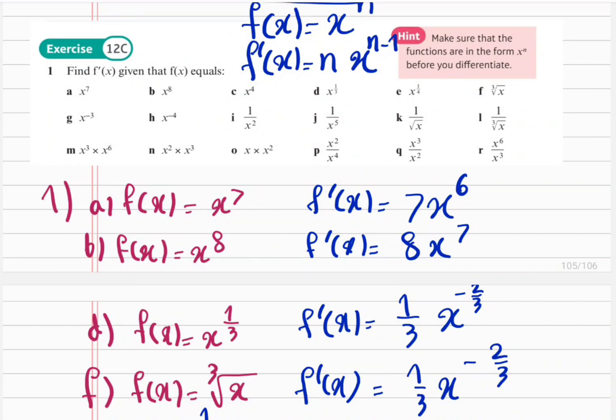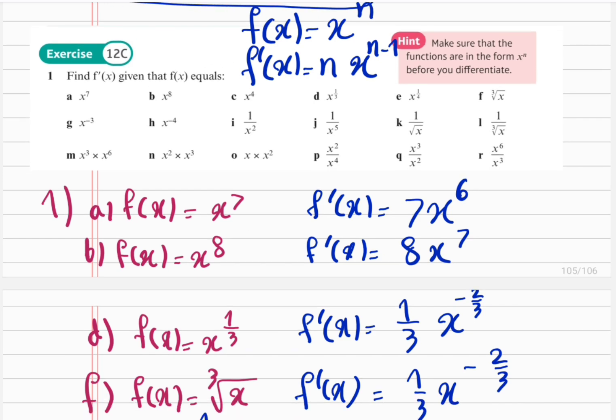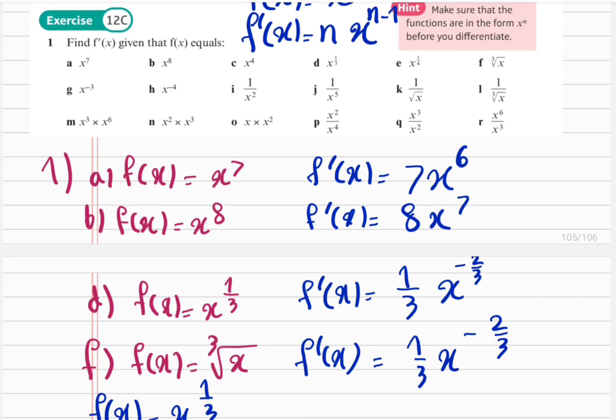Hi everyone, this video is on exercise 12C, question 1. So in the previous video, I showed how we can differentiate questions A, B, D, and F.